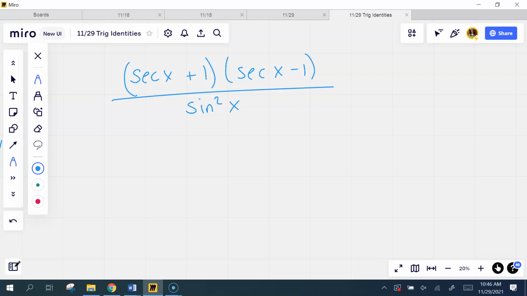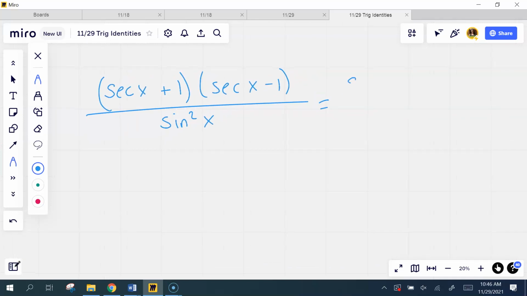This is actually, well, you'll see what happens. It's going to be a difference of 2 squares once I FOIL it out. But I would start by FOILing that out up top. I'd end up with secant squared x minus secant x plus secant x minus 1. Well, that helped a little bit, right?